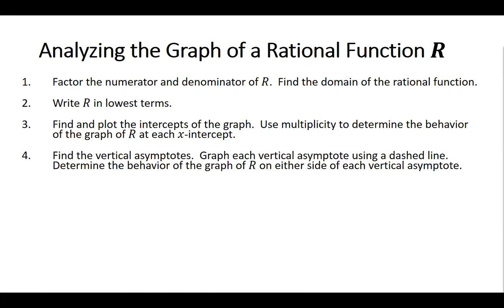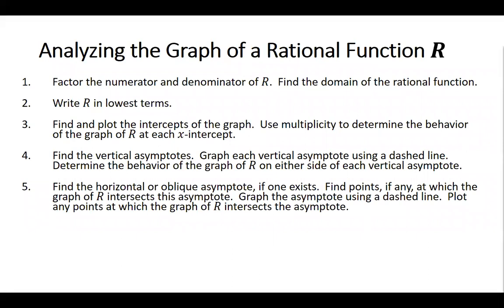Find the vertical asymptotes. Graph each vertical asymptote using a dashed line. Determine the behavior of the graph of R on either side of each vertical asymptote. Remember, our domain is going to tell us where these asymptotes are. Find the horizontal or oblique asymptote if one exists. Find points, if any, at which the graph of R intersects this asymptote. Graph the asymptote using a dashed line. Plot any points at which the graph of R intersects the asymptote.